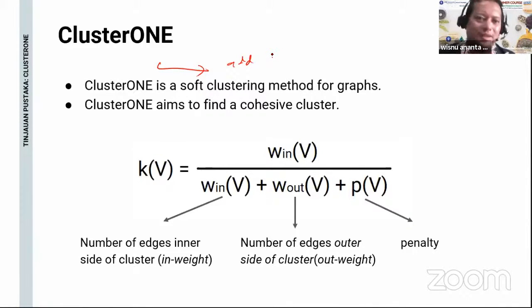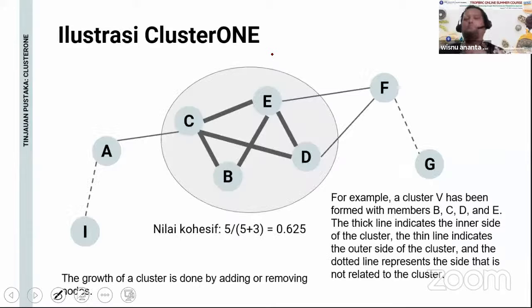But maybe I just want to explain briefly that usually this clustering is based on cohesiveness. So, for example, first we assume there is an initial cluster that consists of C, E, B, and D. And then we try to extend the cluster, for example, by calculating the cohesiveness value. Sorry, I was still in Indonesian, nilai cohesive, but actually this is the cohesiveness value.